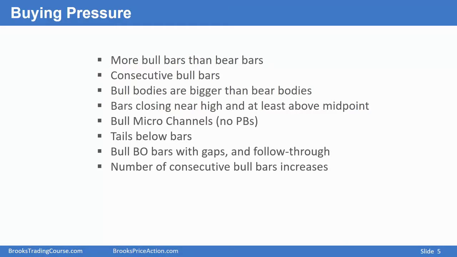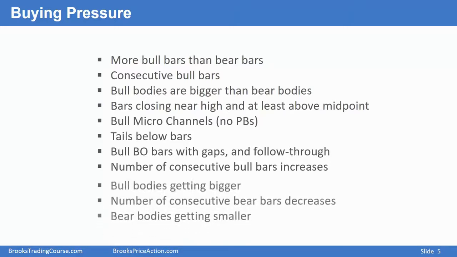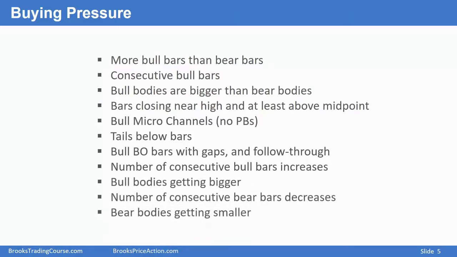If I look to the left on the chart 20 or 30 bars ago, there were 2 or 3 bull bars. I want to see 4 or 5 consecutive bull bars now. I also like to see the bull bars getting bigger instead of smaller. I want the bodies to get bigger. And I also want the number of consecutive bear bars to get smaller. If there were 3 consecutive bear bars 20 bars ago, I only want to see 1 or 2 bear bars at a time. And I want the bear bodies to get small.